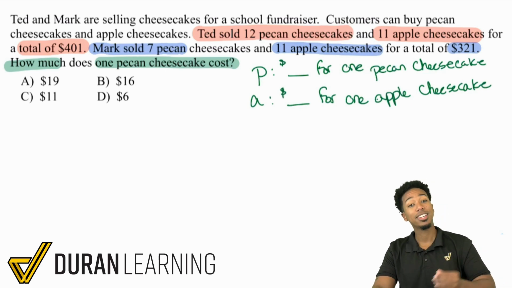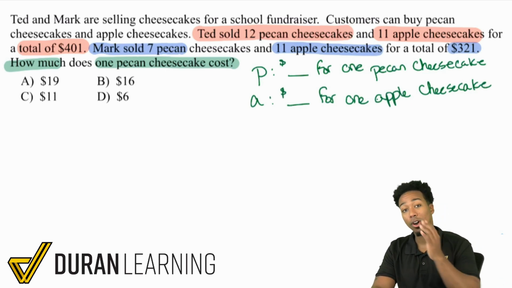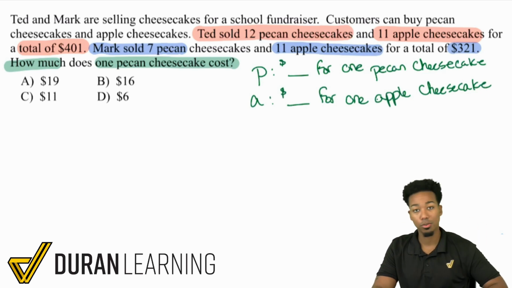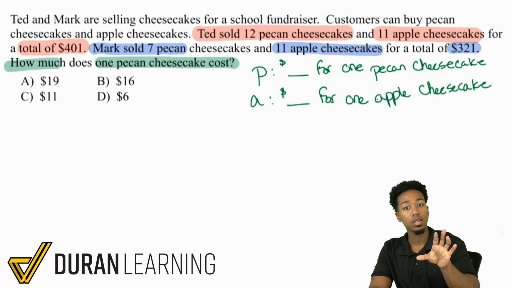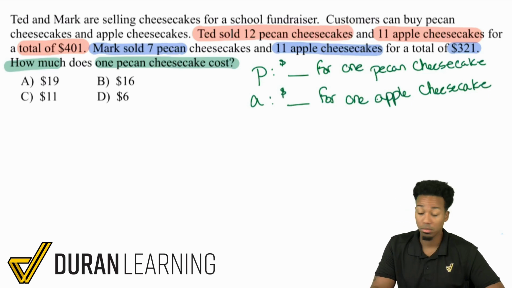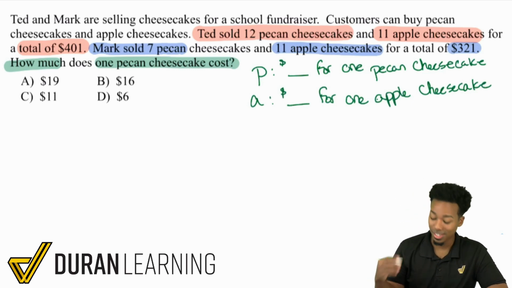So you have two things that you don't know: the cost of a pecan cheesecake and an apple cheesecake. And then you also have two relationships, what Mark sold and what Ted sold. And there you go, you're good to go. You have two things and two relationships.